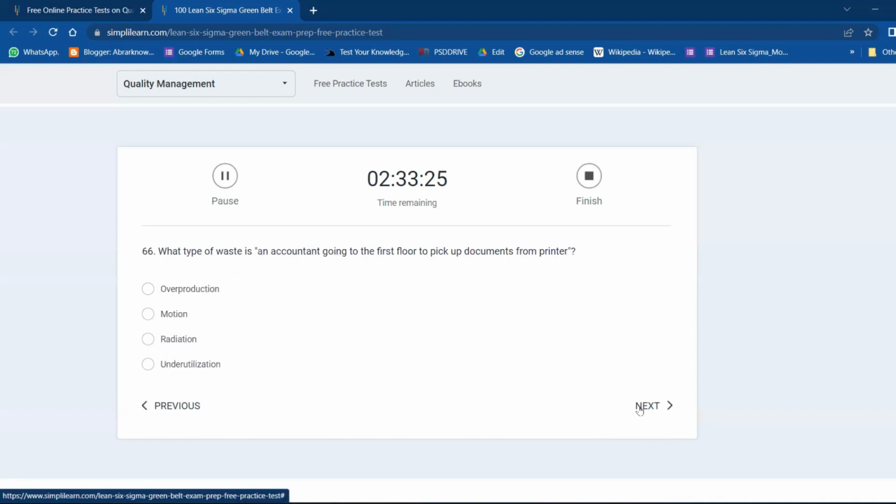What type of waste is an accountant going to the first floor to pick up a document from the printer? So that is motion. You remember that there are 7 wastes, right? Transportation, inventory, motion, waiting time, overproduction, overprocessing, defect, right? Transportation is all about vehicles, non-people, and all that, and motion is all about human people, right? So here we're talking about an accountant. Motion is for people, right?